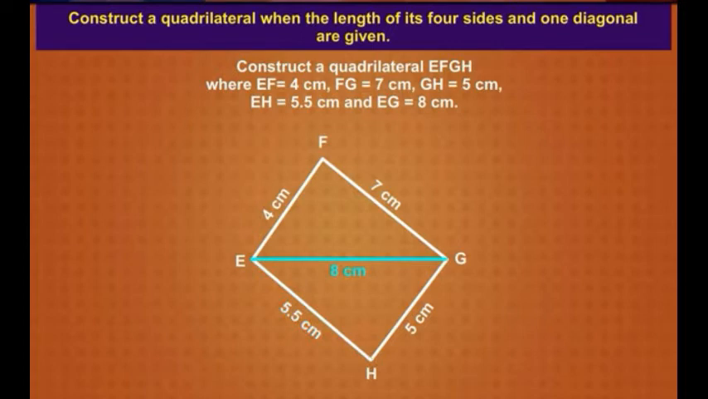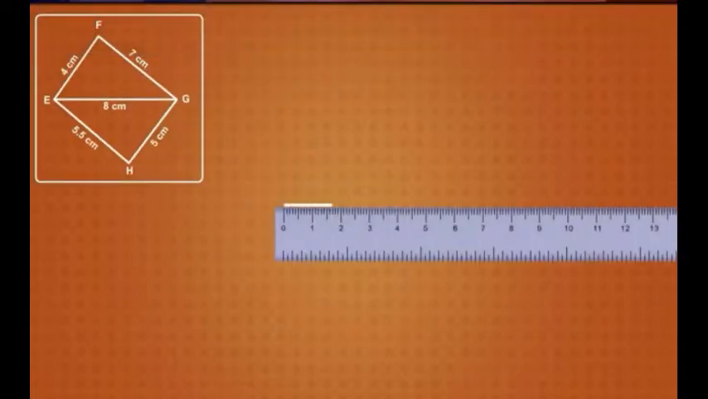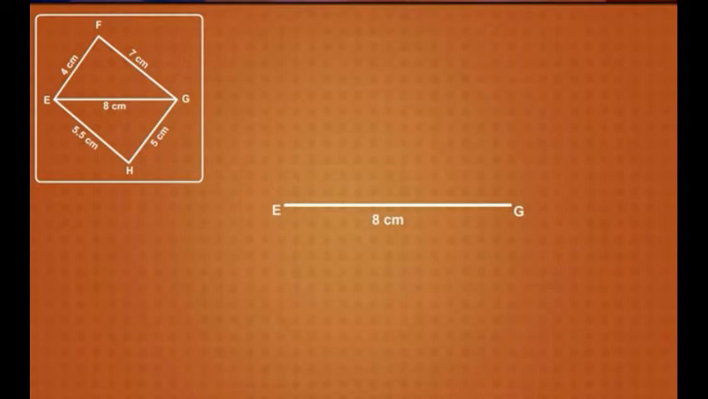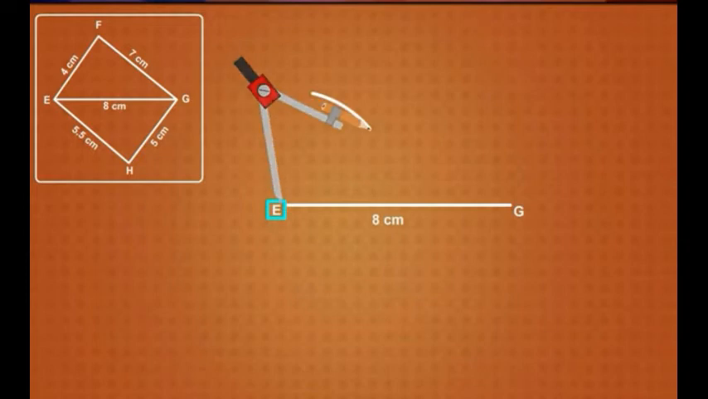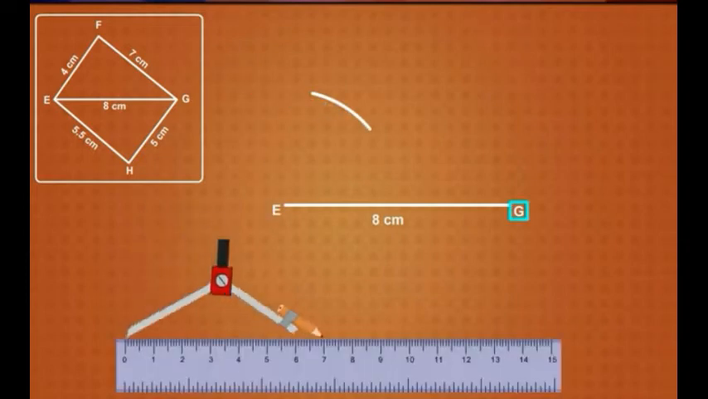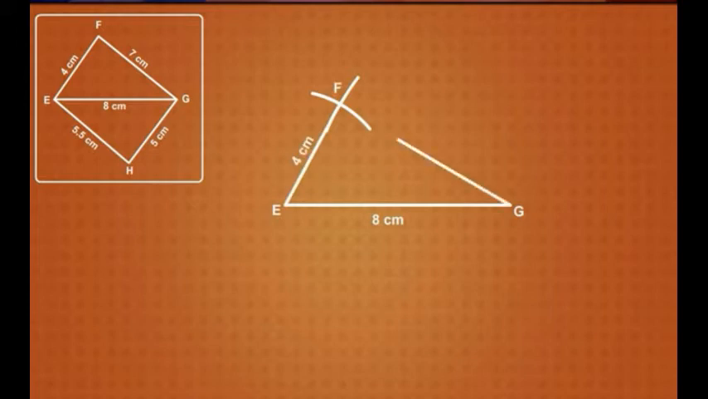So first of all, for this construction, we will draw the triangle FEG, the upper side triangle, by the SSS congruency criteria. First we will draw the line segment EG equal to 8 cm. From E, we will cut an arc of 4 cm, and from G, we will cut an arc of 7 cm, and name the intersection point of the two arcs as F. Join EF and GF.